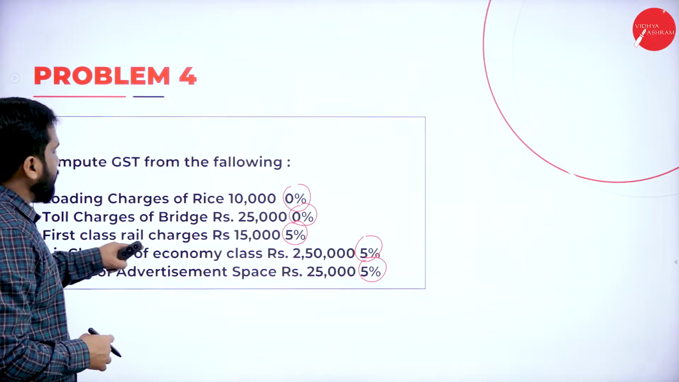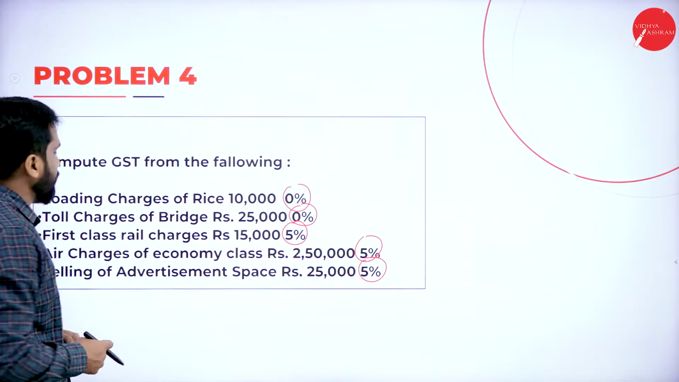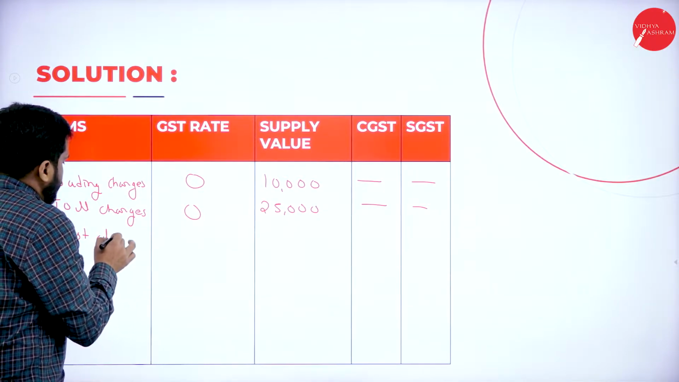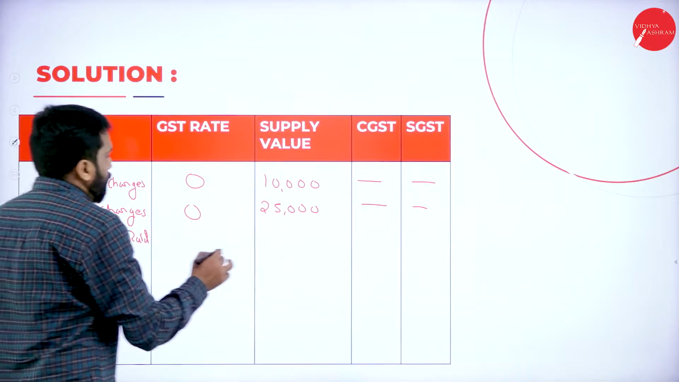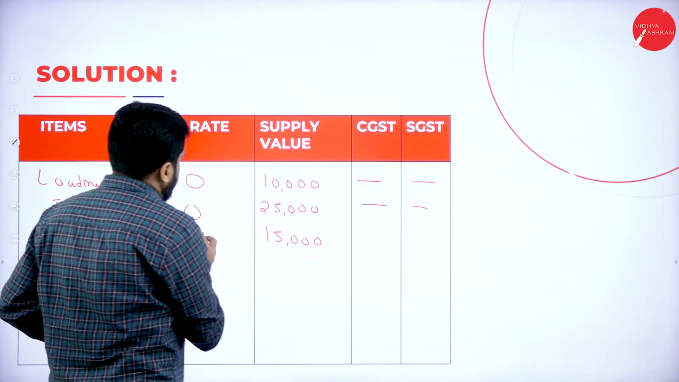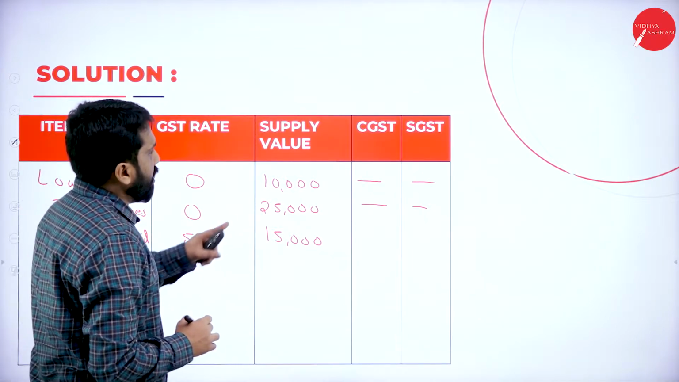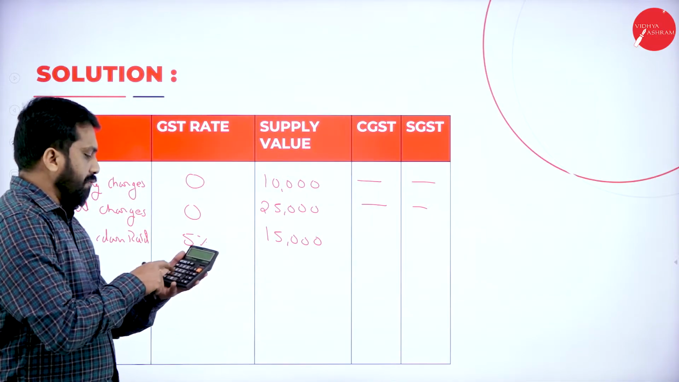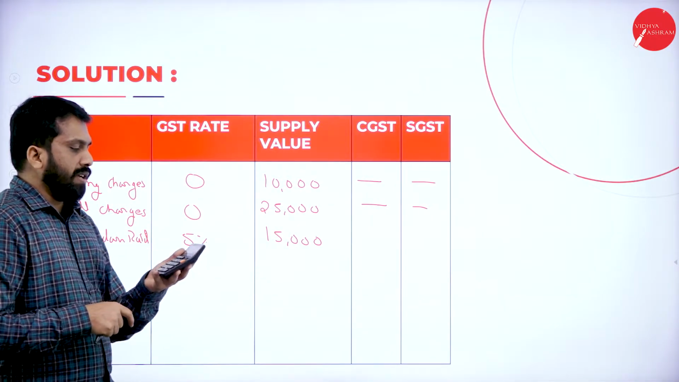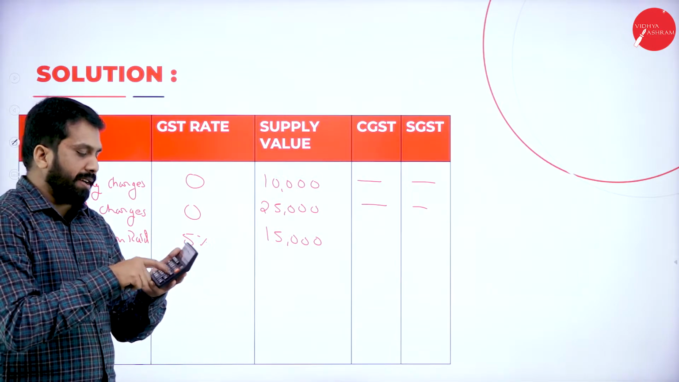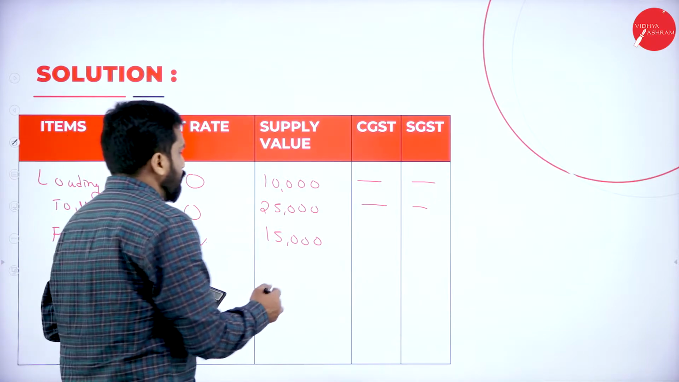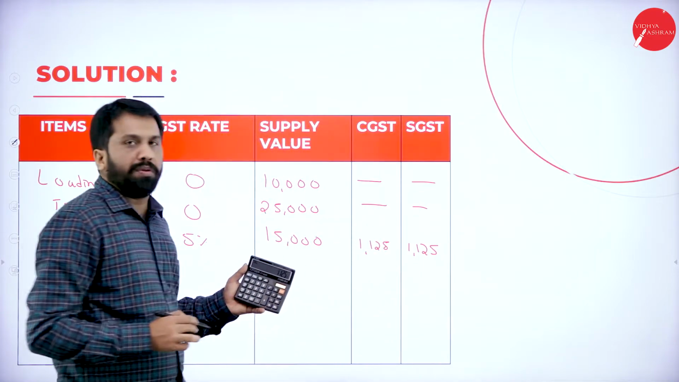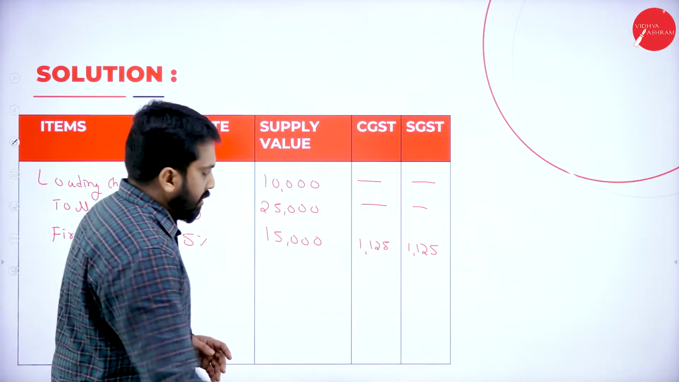After that, we have first class rail charges, 15,000 at 5%. Amount is 15,000. Percentage is 5%. How to calculate? We have CGST also, we have SGST also. So it will be 15,000 into 5%. You got 750, divided by 2, it will be 375. Hope you are clear. Yes. Now, next one.